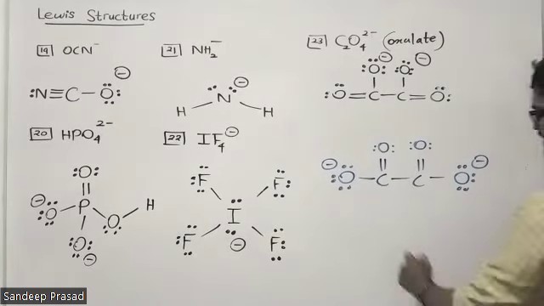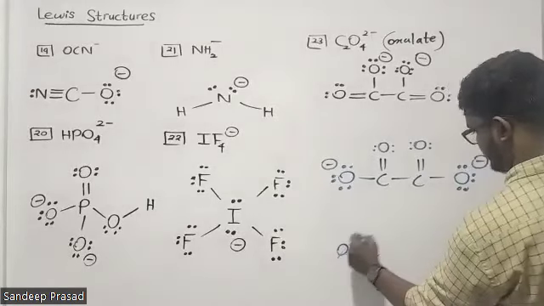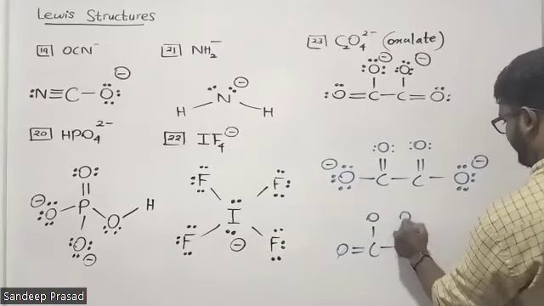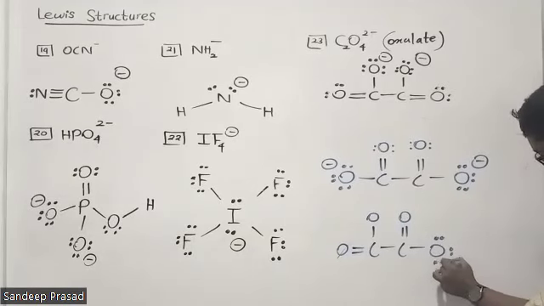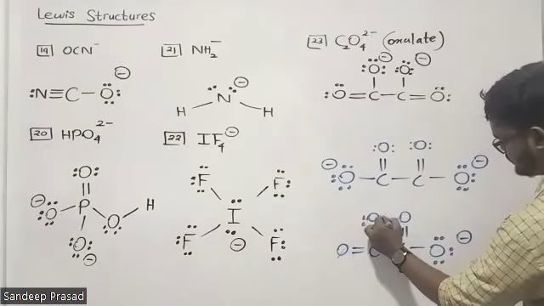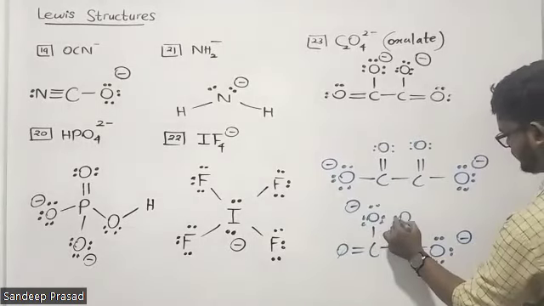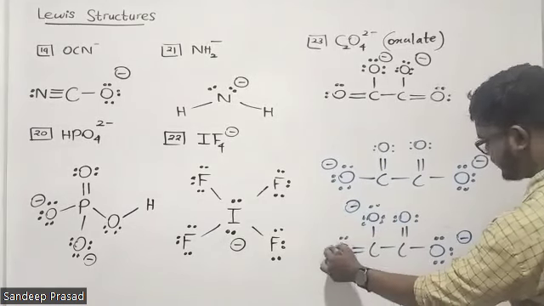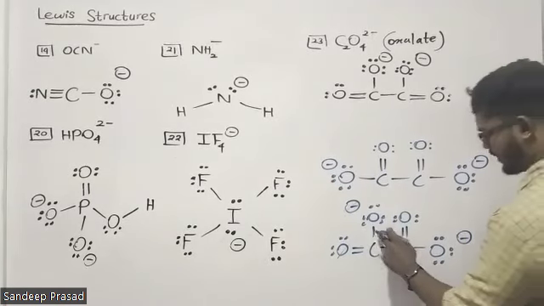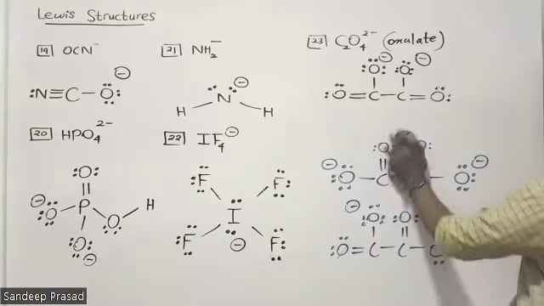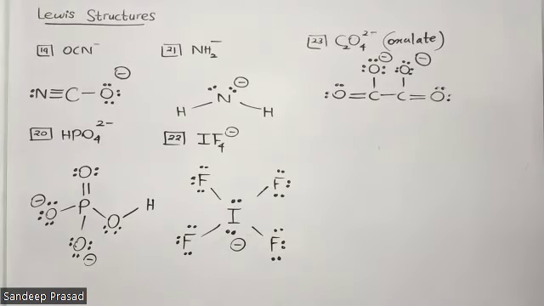Understood? Otherwise, we can consider here we have a double bond, single bond, and here we have a double bond, single bond. That is also okay. That means here we have a negative charge, double bond, and here also a double bond. Yeah, totally fine. Right? And if you want, you can make a double bond here and a double bond here. That is also okay. Up and down, left and right, you can exchange that. Doesn't matter.